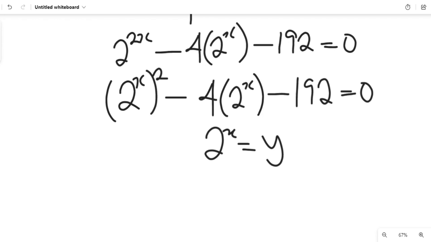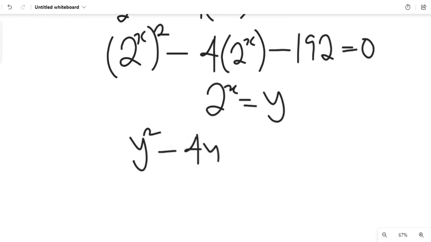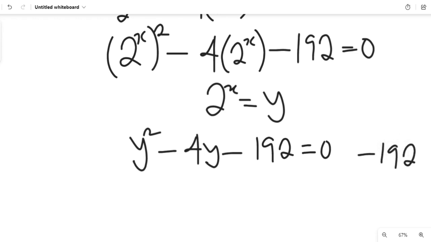We let 2 to the power of x be equal to y, so we can now simplify to find the value of that quadratic equation. This will give us y squared minus 4y minus 192 equal to 0. So our duty is to look for two values that multiply to give us 192, and when we add such two values, they give us minus 4. What are those two values?